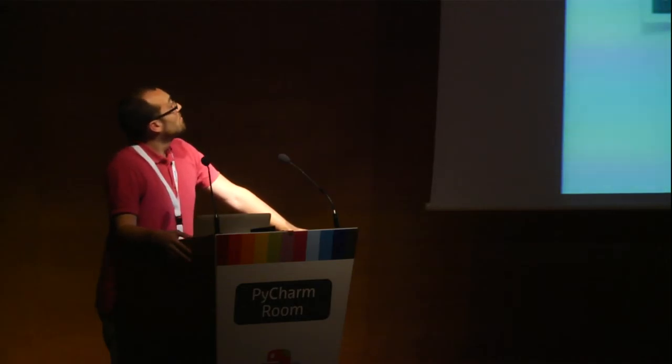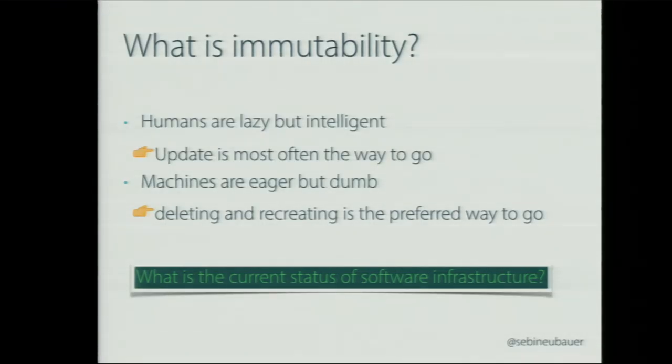Humans are lazy, but intelligent. So what we are doing is always the update. We see there's an 8, there's a 9, we just have to remove one. We optimize for least effort. Machines are eager but dumb. For them, deleting and recreating is the preferred way to go. So we wipe everything out and rebuild it from scratch.